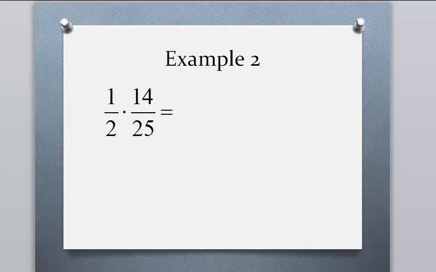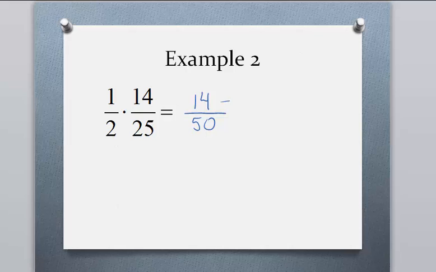In example 2, I still have two proper fractions, 1/2 and 14/25. So I can work this just the same way that I worked example 1. I can multiply across the numerators. 1 times 14 is 14. 2 times 25 is 50. So I get 14/50.